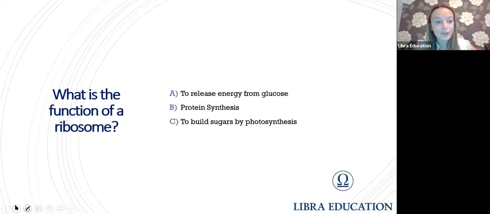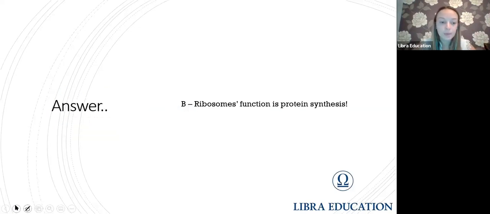So firstly, hopefully you can all remember this one. What is the function of a ribosome? Is it A, to release energy from glucose? Is it B, for protein synthesis? Or is it C, to build sugars by photosynthesis? So just give you a bit of time. A, B, or C. Hopefully you got the correct answer of B. The ribosome's function is protein synthesis, as we already mentioned.